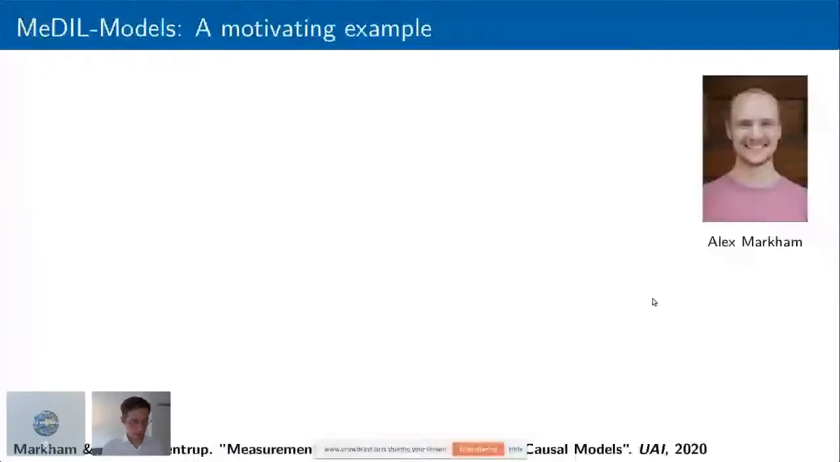So I would like to start with this macro model thing. And this is work together with, and mostly done by, Alex Markham at the University of Vienna. And that work is going to be published at UAI this year, and you can already find a preprint on arXiv. So we started thinking about this work about what is the most macroscopic level at which you could model a system.